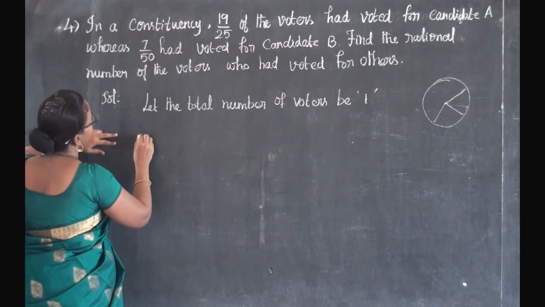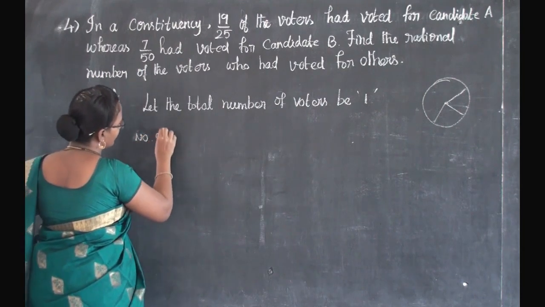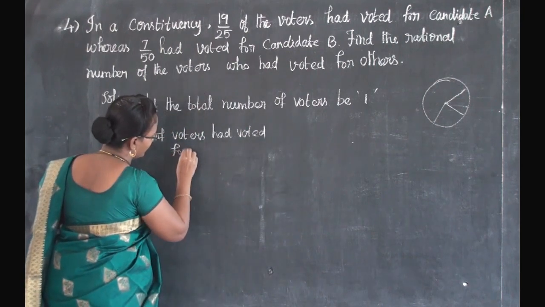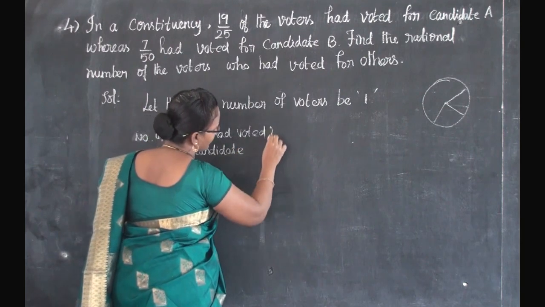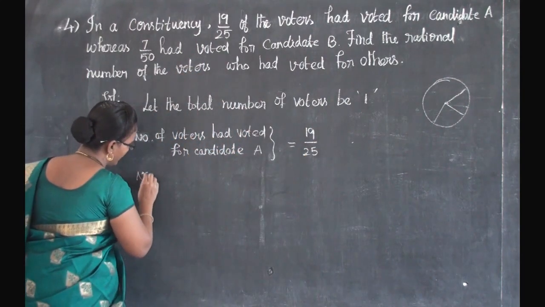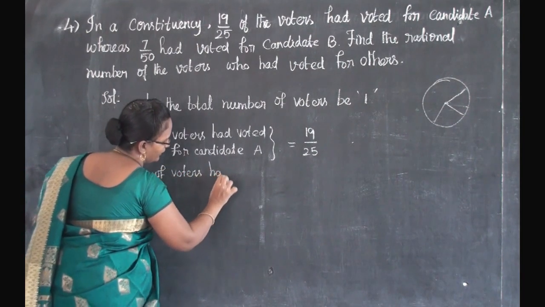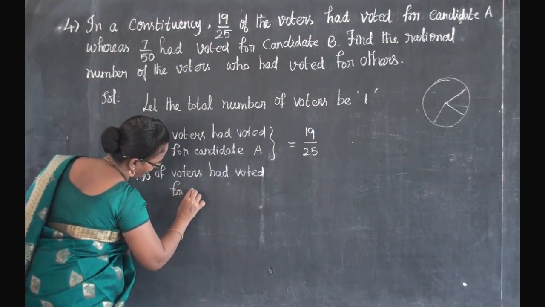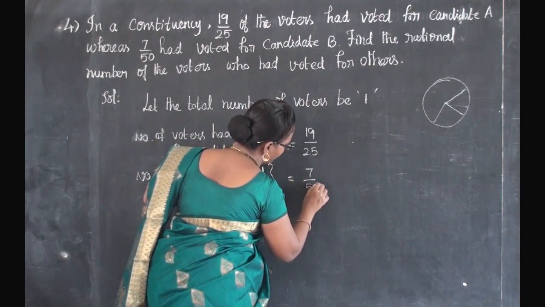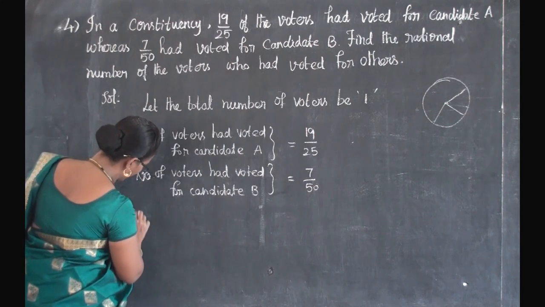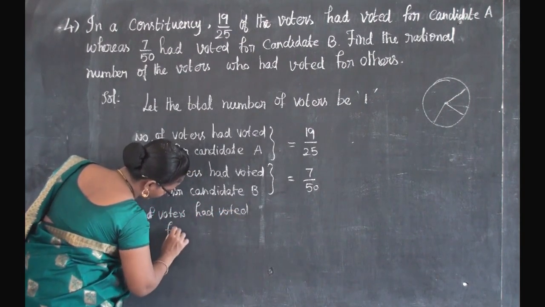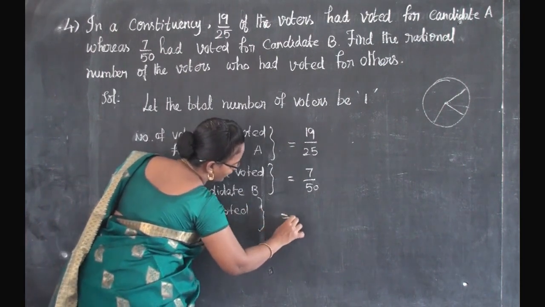So total number of voters be 1. First one, 19 by 25 of the voters had voted for candidate A. And then 7 by 50 of the voters had voted for candidate B. Now the number of voters who voted for others, that only we have to find out here.